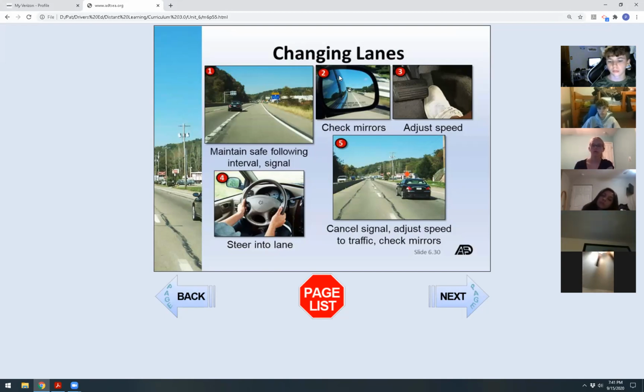Obviously, we're going to check our mirrors first. If we see a car next to us in our mirror, we probably don't have the room to change lanes. Somewhere in here it should have said check over our shoulder. They skipped that. So even the slide makers make that mistake. You should be checking your blind spots. Adjust speed. We may have to speed up or slow down to match our speed to the gap that we're moving into. We steer into that lane, and then we shut off our blinker, and again, adjust speed if necessary. Maybe we got over and the car behind us was going too fast.